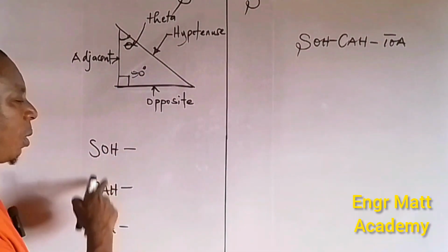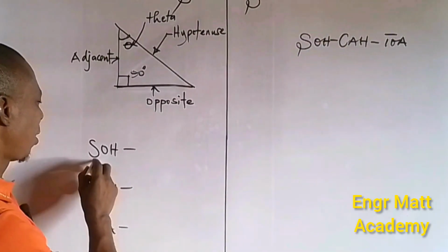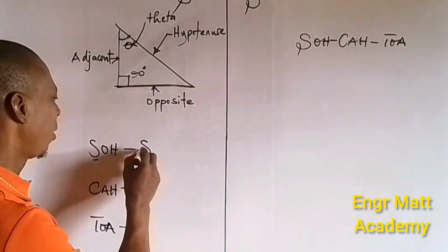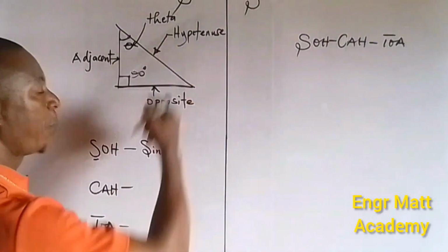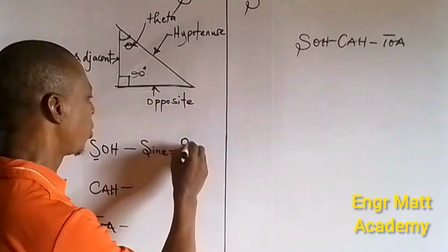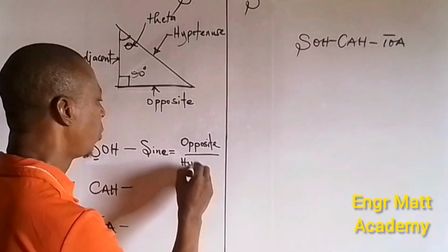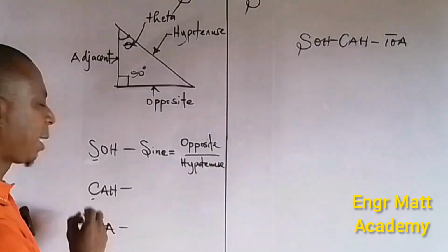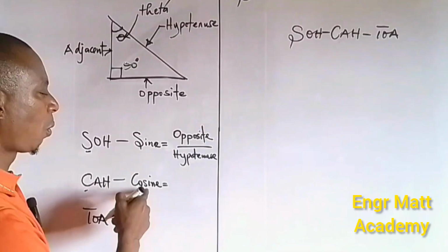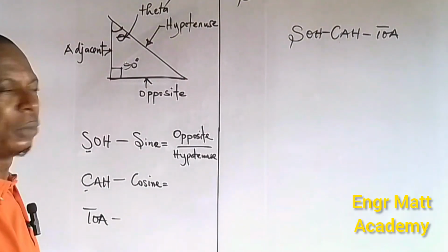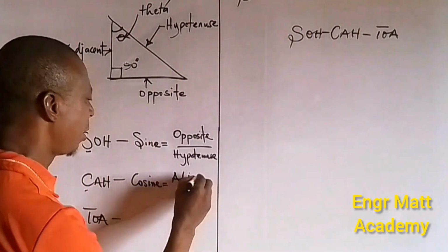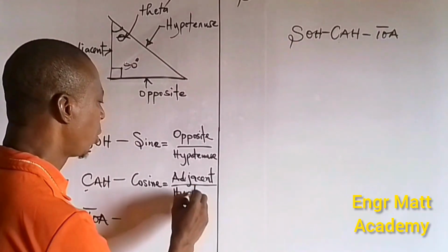So what is SOH CAH TOA? The S in SOH is sine, and sine is equal to opposite over hypotenuse. So we have opposite over hypotenuse. And the C in CAH is cosine. Cosine is equal to adjacent over hypotenuse. So we have adjacent over hypotenuse.